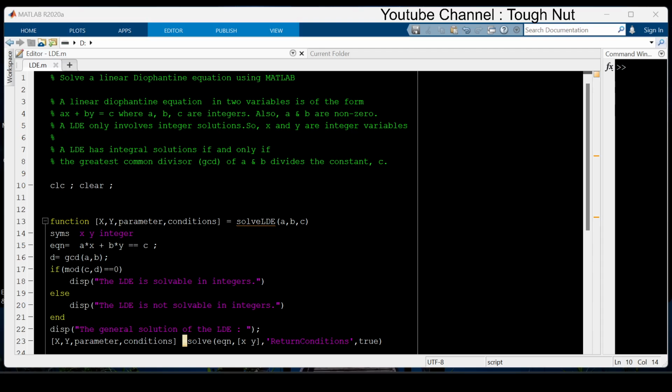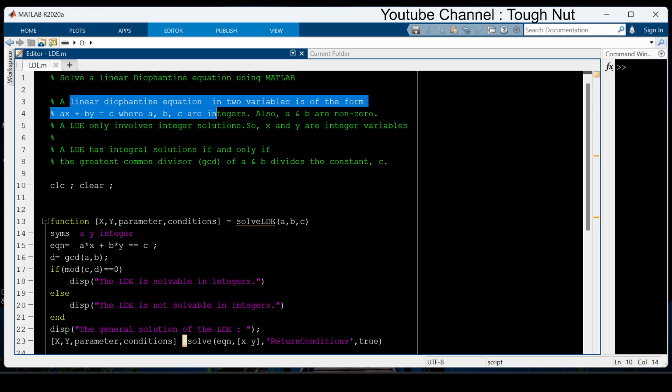Hi everyone, welcome to today's tutorial where we'll learn how to solve a linear Diophantine equation using MATLAB. Sounds complicated? Don't worry, it's actually a fascinating journey into the world of integers and equations. First, let's get clear on what a linear Diophantine equation is.